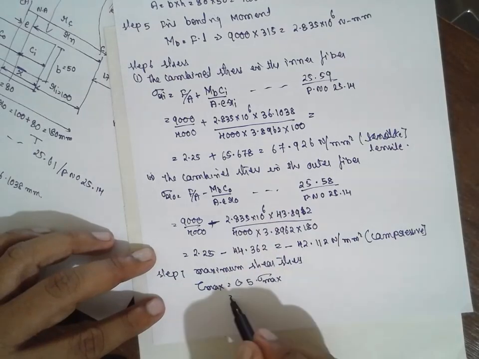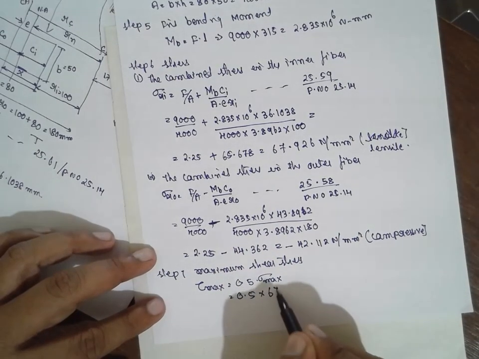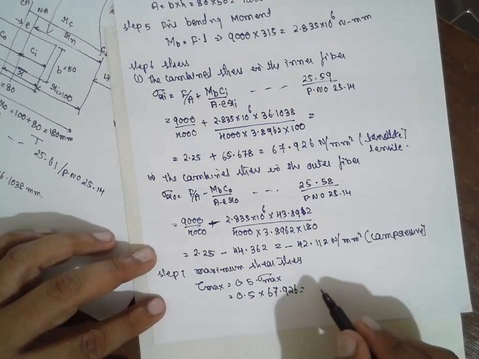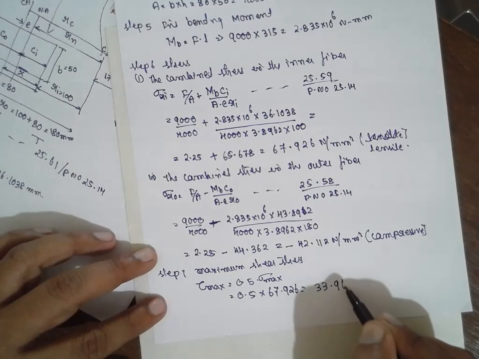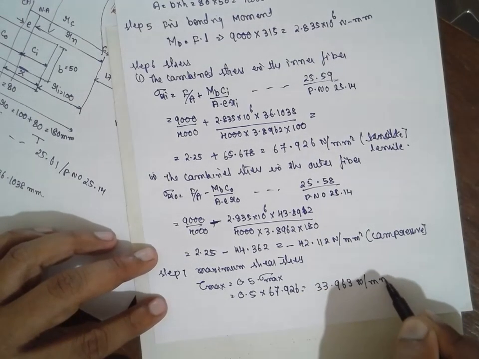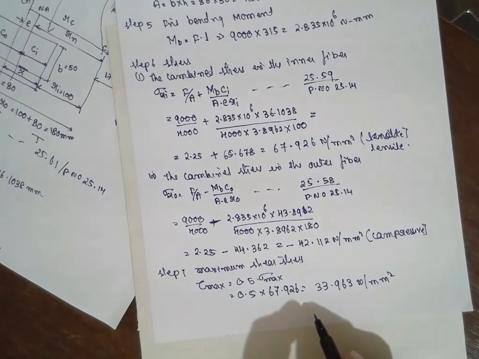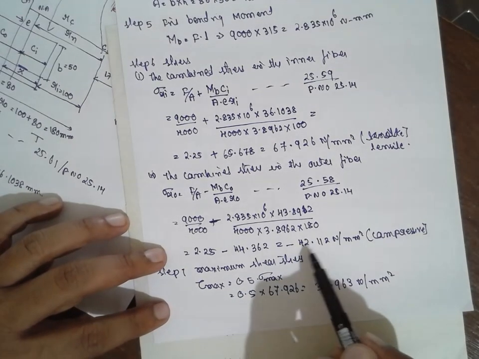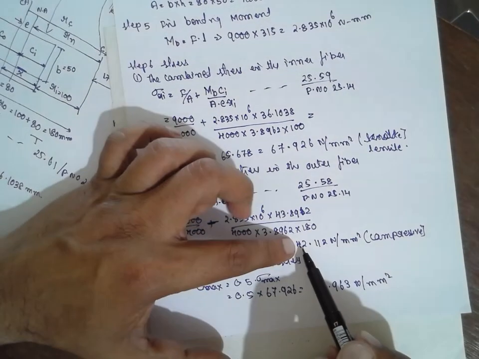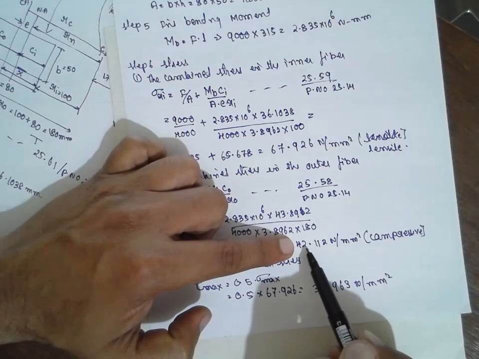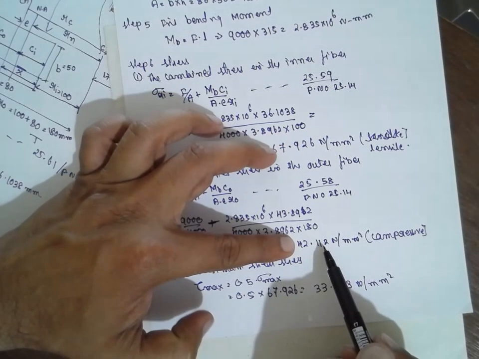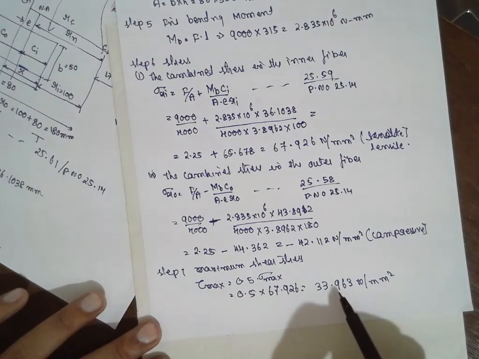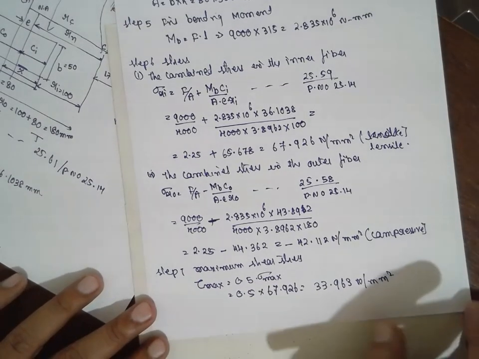Now, higher is nothing but this is the higher. 0.5 into 67.926. Answer will be 33.963 newton per mm square. Here you have to take the maximum value. If the situation is 70 newton per mm square, which is greater than this one, you have to write 70 here, irrespective of the sign. Okay, the maximum shear stress. This completes your step 7.